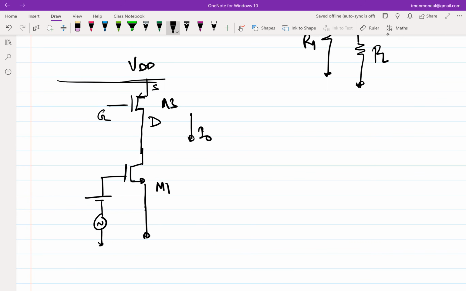Diode connected. G should be tied to drain. So if I connect G to D, will this work? Who is setting the current through this M3 transistor now?